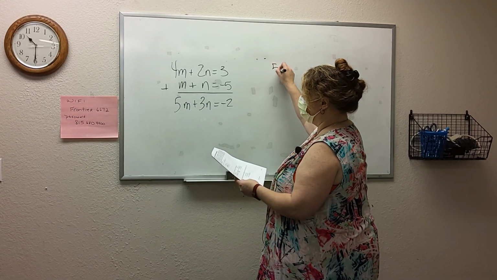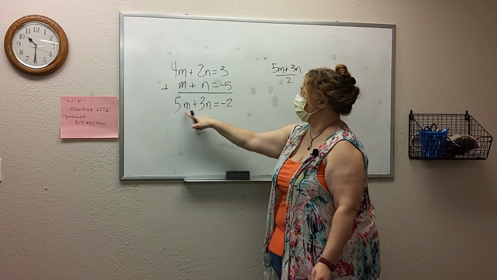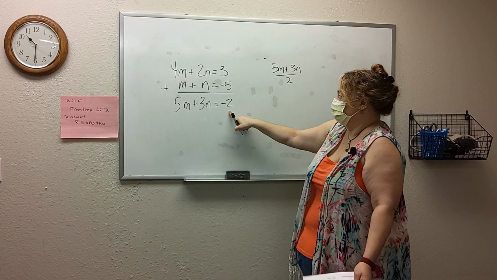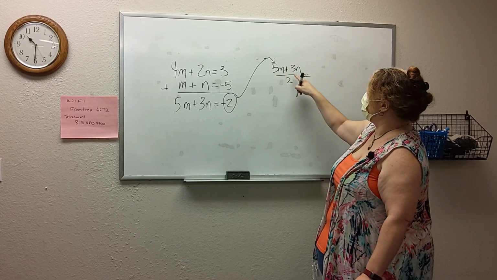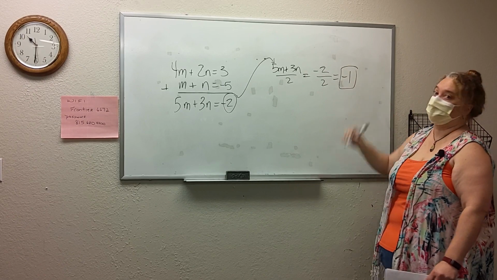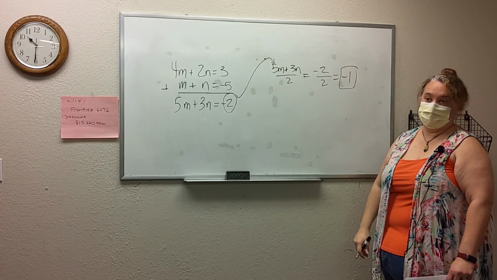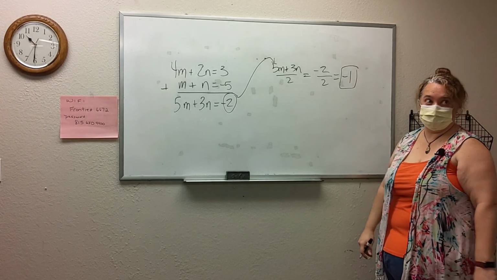They asked me what 5m plus 3n over 2 is. Aha! 5m plus 3n is negative 2. Cool. That means that 5m plus 3n, the top of this fraction, is just negative 2. So negative 2 over 2 is negative 1. That's my answer, and I'm done. Okay? There is no reason to find these letters. Right.